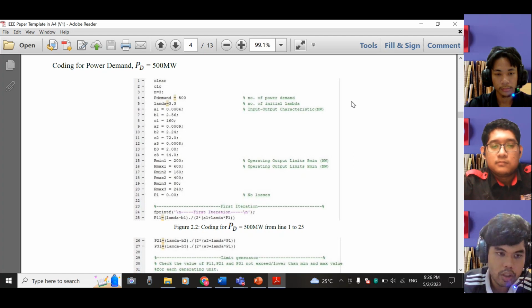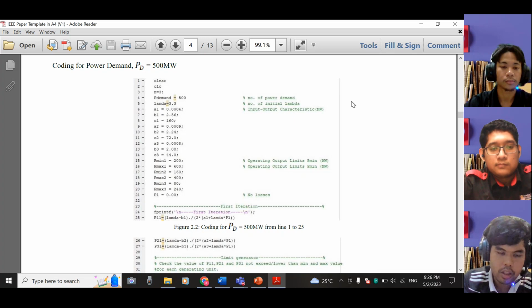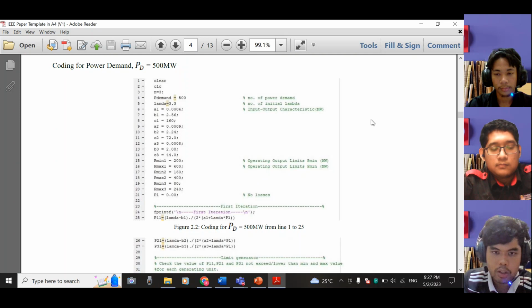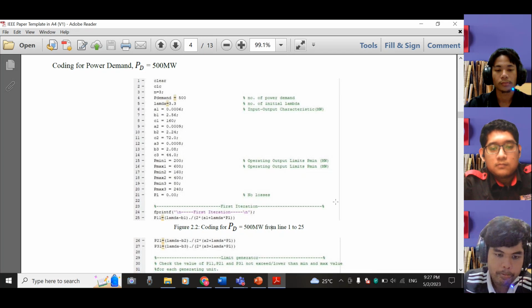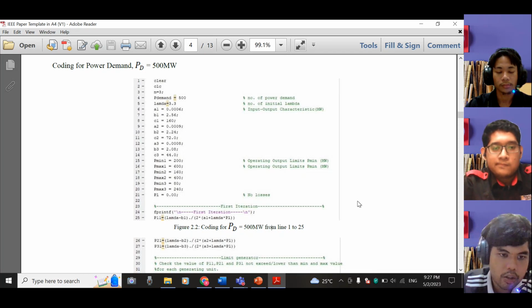So now actually we have two types of coding. The first coding is power demand for 500 megawatt, and the second coding is for 800, 900, 1000, and 1200 megawatt. For the 500 megawatt, we have used a different coding because it has the load sharing. So this is the coding for the power demand at 500 megawatt.